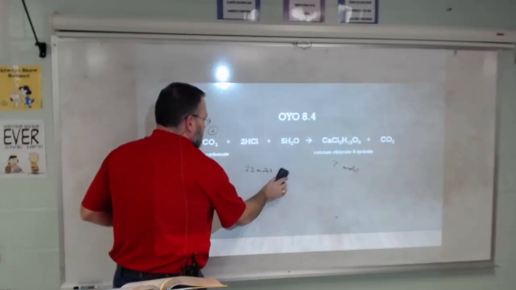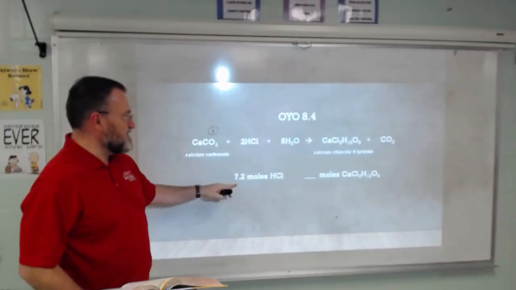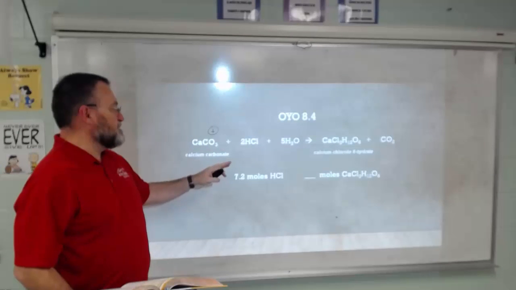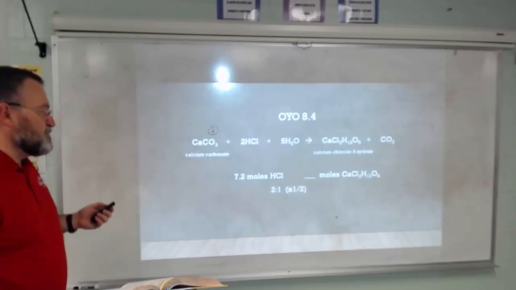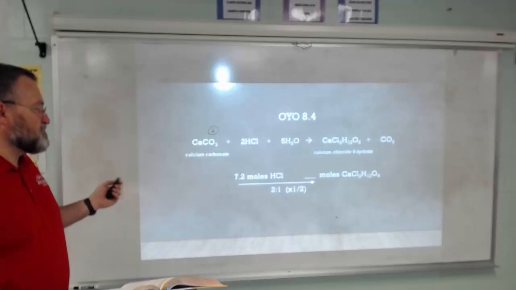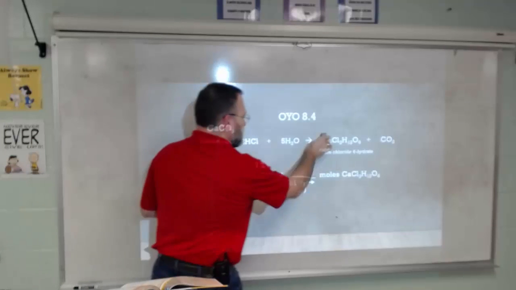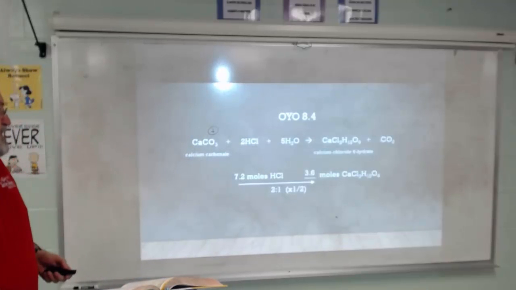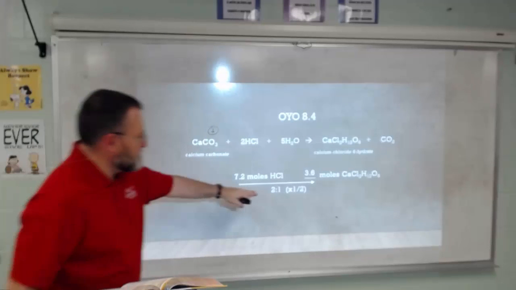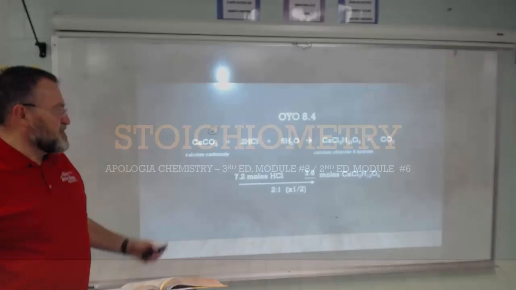We'll go ahead and write this again. We were given that we had 7.2 moles of hydrochloric acid. We're trying to find out how many moles of calcium chloride 6-hydrate we would be producing. It's a relationship of 2-to-1 as we're moving from right to left. See, it's 2 hydrochloric acid to 1 calcium chloride 6-hydrate. 2 to 1 means that we multiply by a conversion factor of 1/2, and so we have 3.6 moles of calcium chloride 6-hydrate.